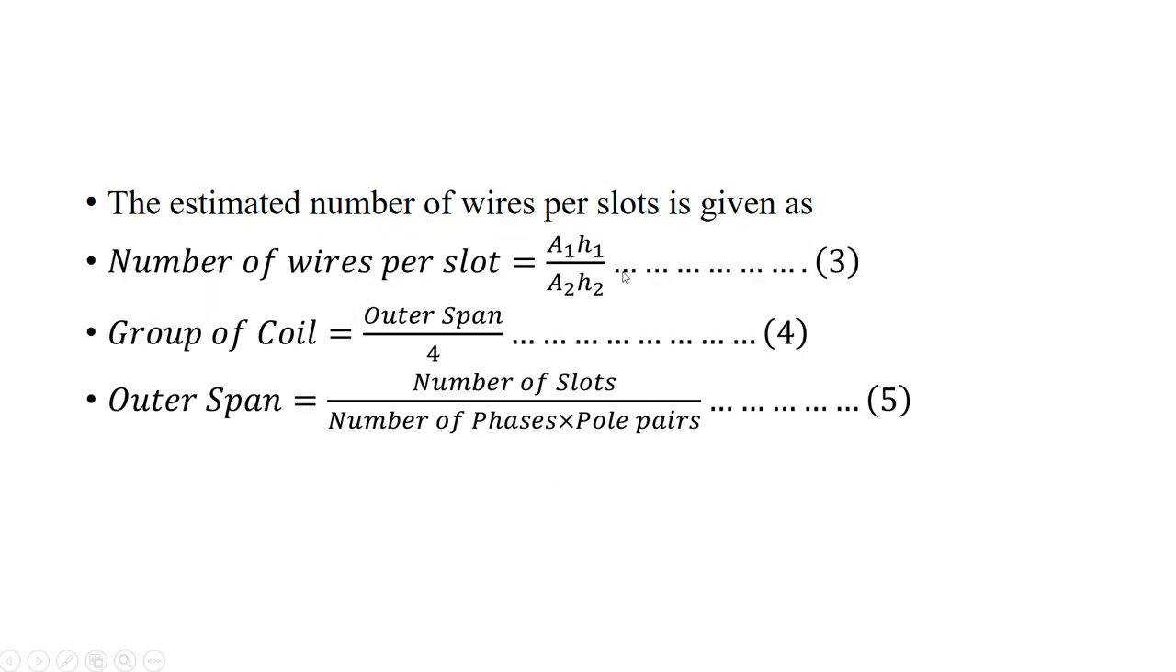The estimated number of wires per slot is given as number of wires per slot is equal to A1 H1 over A2 H2. Let that be equation 3. The group of coils. There are two major equations as well that you are going to use for putting the coils. The fourth equation is group of coils is equal to outer span all over 4. Which is that equation 4 here. Outer span is equal to number of slots all over number of phases times pole pairs.